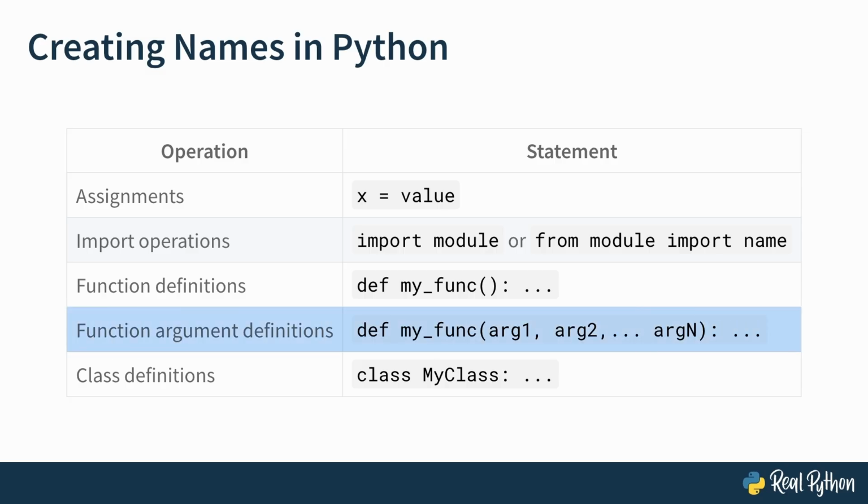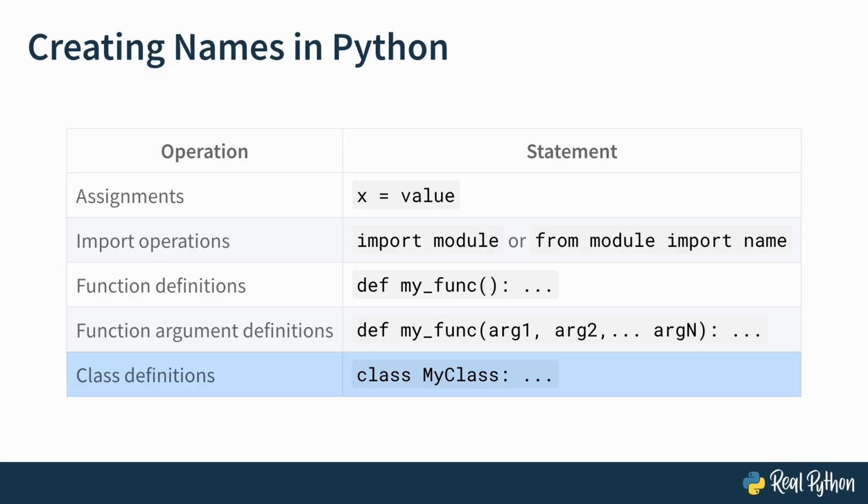Or in function argument definitions, which creates variables local to that function. More on this later. For example, def my_func and including argument names like arg1, arg2, up to argN. And of course, through class definitions using the class keyword.